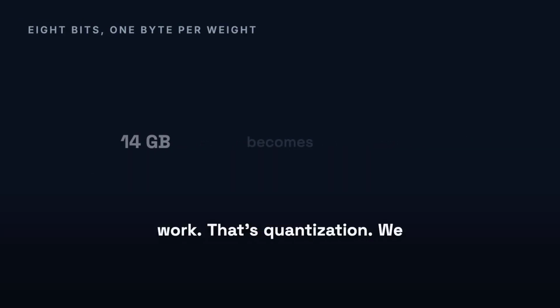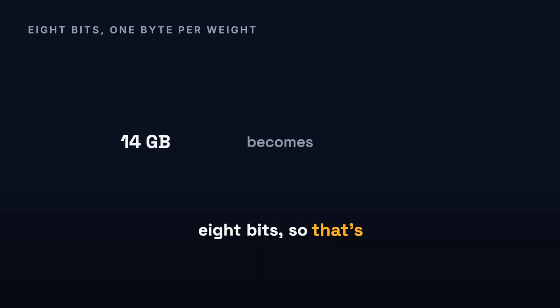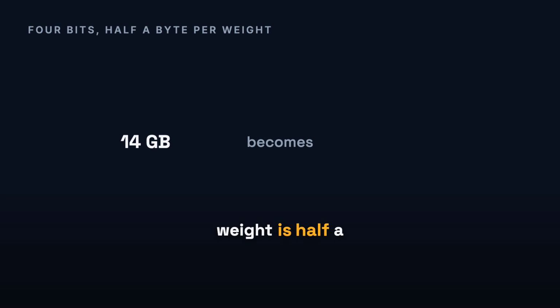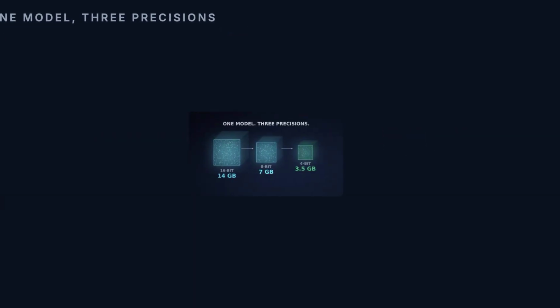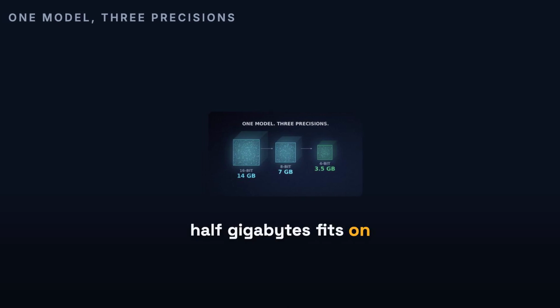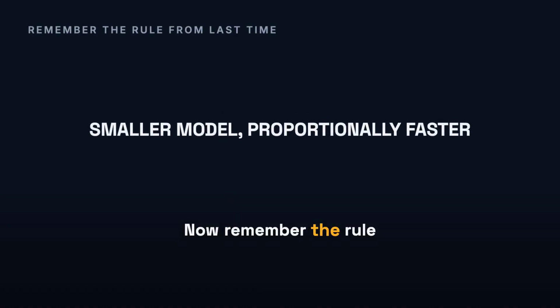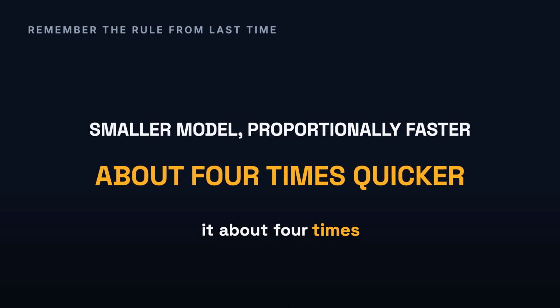That's quantization. We store each weight with fewer bits. Take it down to 8 bits, so that's 1 byte per weight, and your 7 billion parameters becomes about 7 gigabytes, so we cut it in half. Take it down to 4 bits, now each weight is half a byte, and that 14 gigabyte model is 3.5 gigabytes. And 3.5 gigabytes fits on an 8 gigabyte board with room left over to go do something useful. Now remember the rule from last time, smaller model, proportionally faster. We didn't just make it fit, we made it about 4 times quicker.